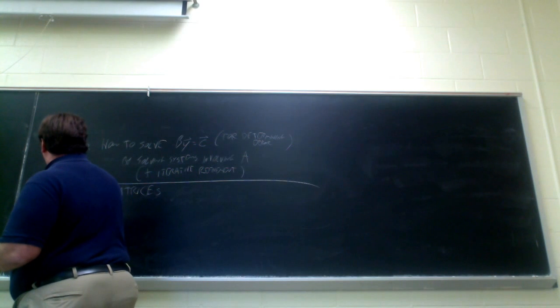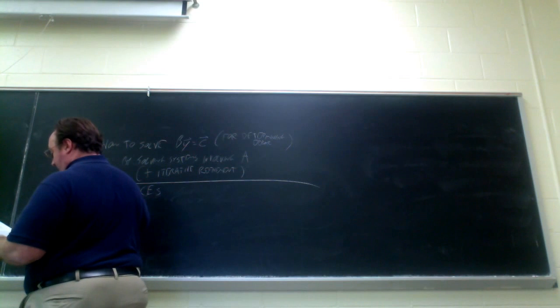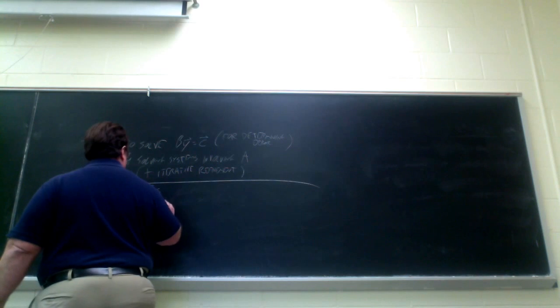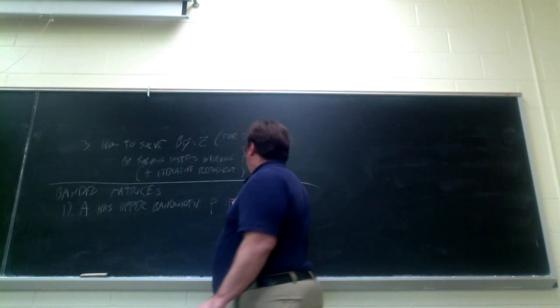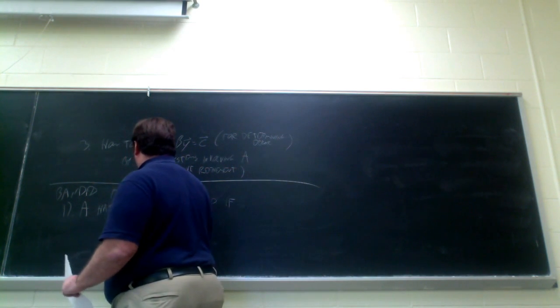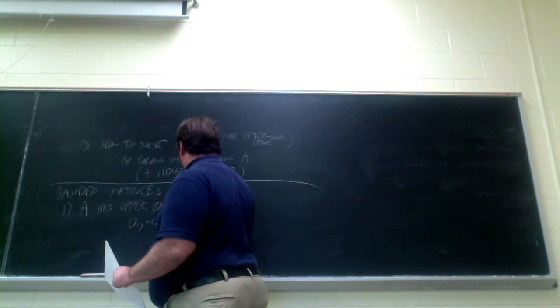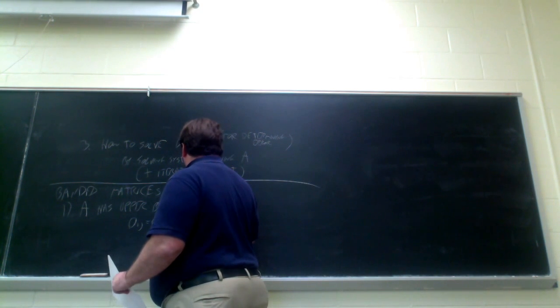So first some definitions. Matrix A has upper bandwidth P if Aij, all the entries of Aij, are 0 whenever J minus I is strictly greater than P.